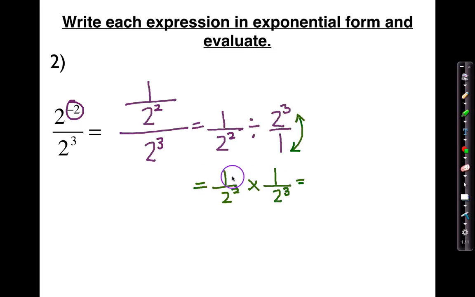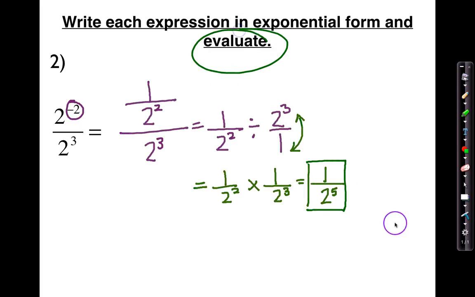So multiplying straight across, 1 times 1 is just 1. And here we have 2 squared and we have 2 cubed. So altogether we have 2 to the 5th power. Notice here, I didn't have to compare the amount of 2's in the numerator versus the denominator because there were no 2's in the numerator, which means there would be no 2's that would actually reduce in the numerator and denominator. So this is going to be my answer in exponential form, but since they asked me to evaluate as well, I'm going to go ahead and multiply out 2 five times, and that's going to give me 32. So my answer evaluated would be 1 over 32.